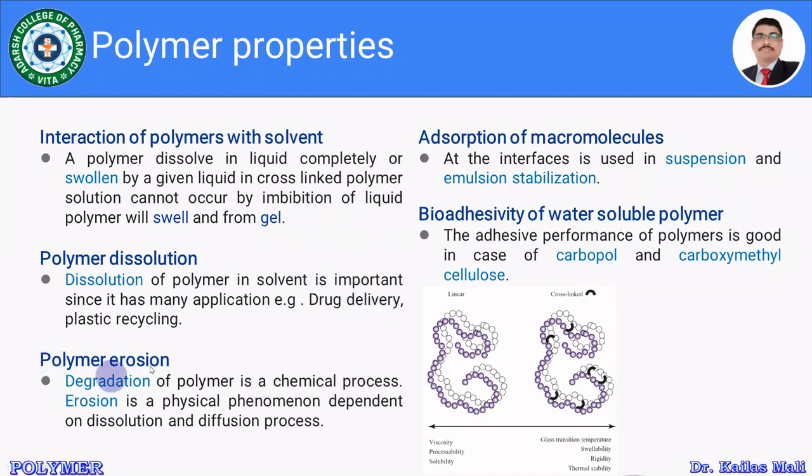Then polymer erosion. Already we have discussed the erosion concept. It is the degradation of polymer by a chemical process. There are so many ways by which we can use this concept for designing controlled drug delivery systems. So erosion is a physical phenomenon, and it is dependent on the dissolution and diffusion process.